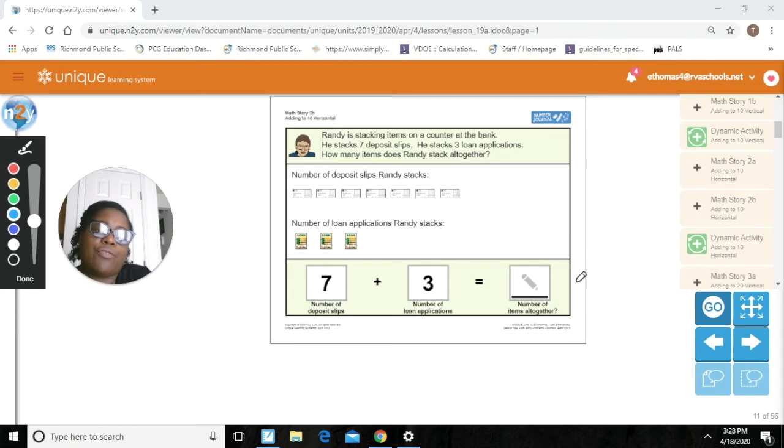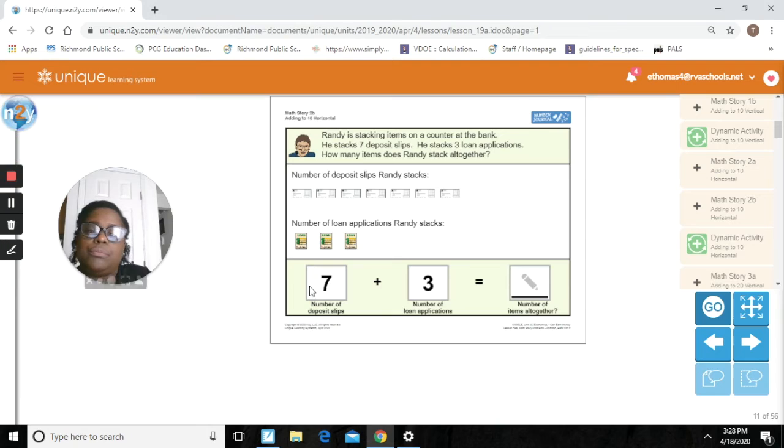So in order for us to find the sum to this addition sentence, we need to count these items all together. We're going to put these items together. So let's count them all together. You can point to the screen as I count. 1, 2, 3, 4, 5, 6, 7, 8, 9, 10.